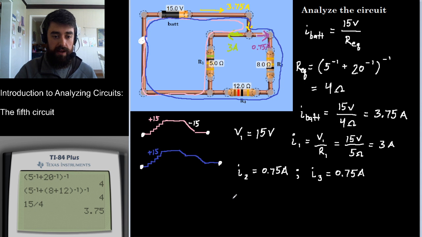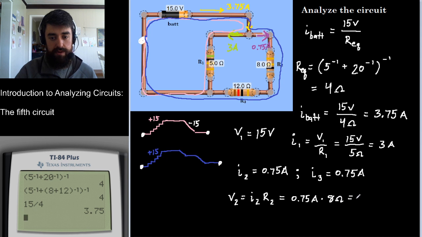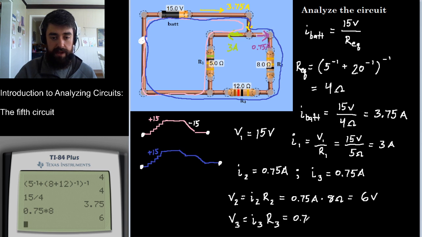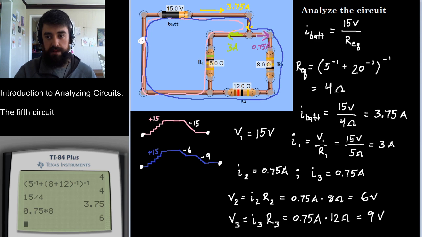Now I know I2 and R2. I can figure out that V2 is equal to I2 R2. That means 0.75 amps times 8 ohms. That is 6 volts. 0.75 times 8. I'm sorry, I misspoke. 6 volts. V3 equals I3 R3, 0.75 amps. I know that there's 15 volts total of drop. I've used 6. That's minus 6. So I could just say, well, this is going to be minus 9. Or I could say 0.75 times 12 ohms, 9 volts. Gives me the same answer.